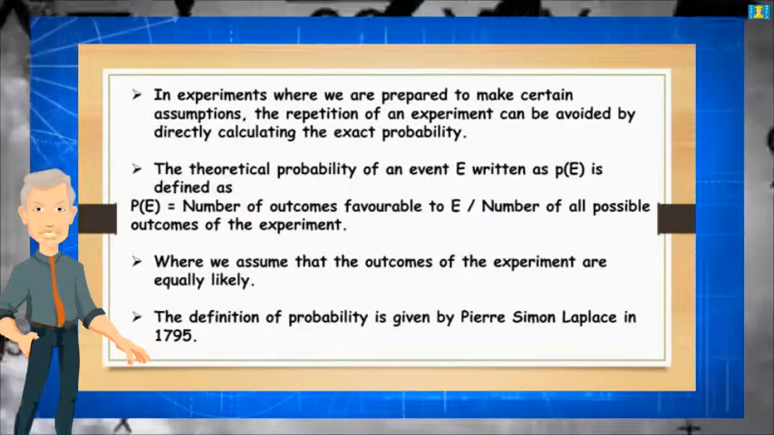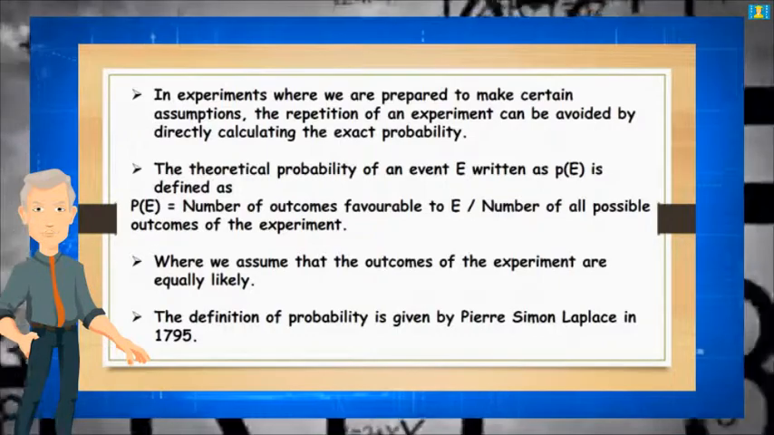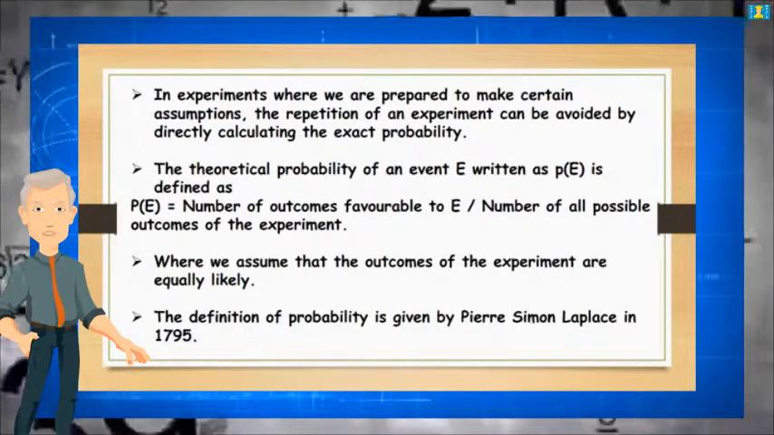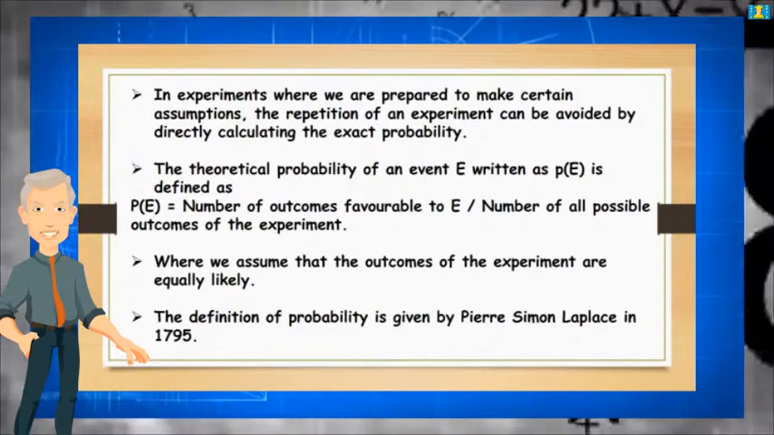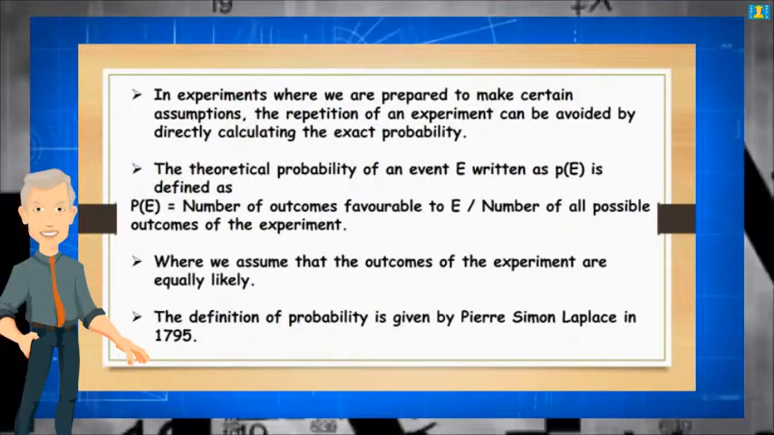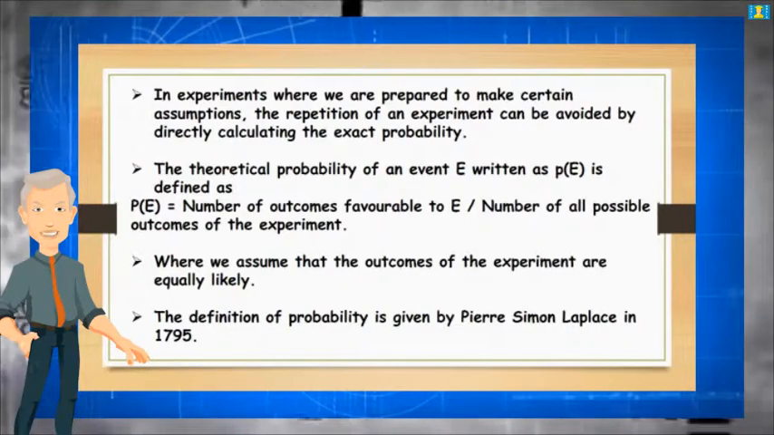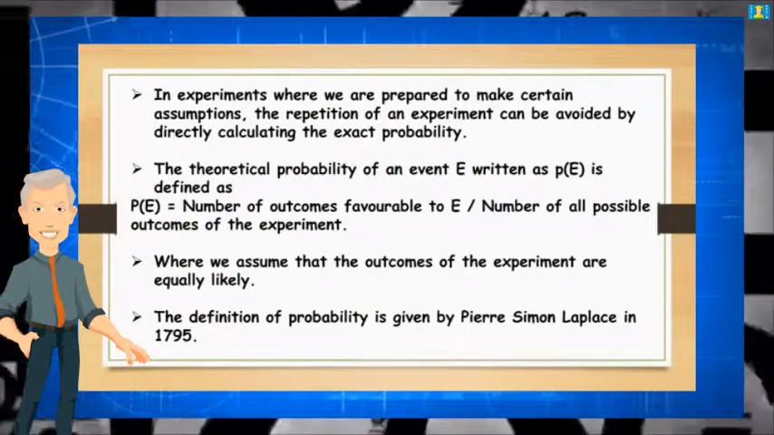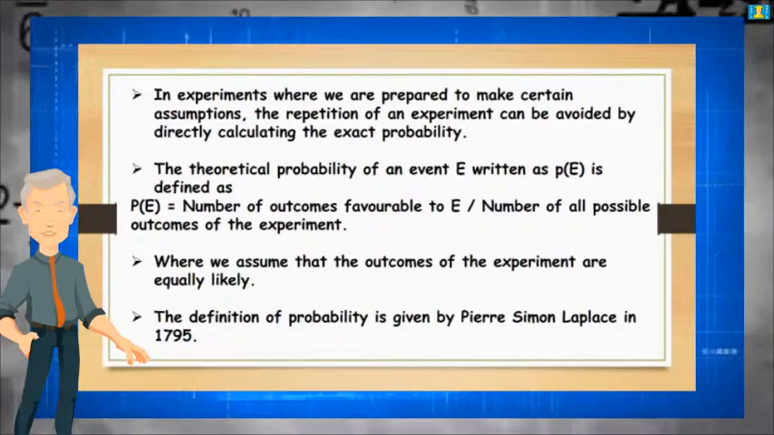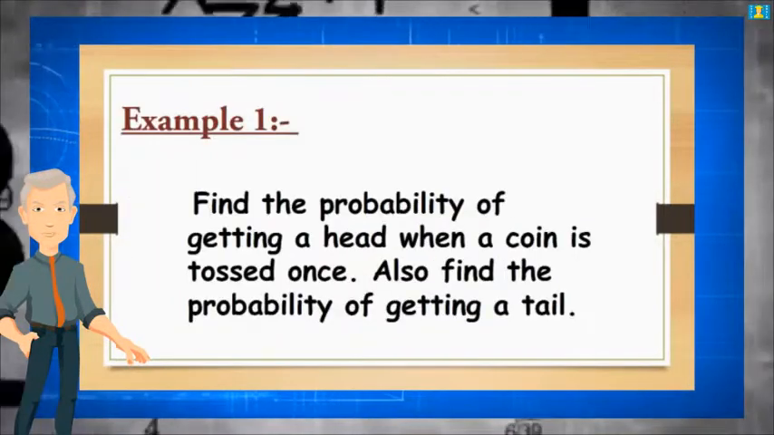The theoretical probability of an event E, written as P(E), is defined as P(E) equal to the number of outcomes favorable to E divided by the number of all possible outcomes of the experiment, where we assume that the outcomes of the experiment are equally likely. The definition of probability was given by Pierre Simon Laplace in 1795. Let us see some examples.